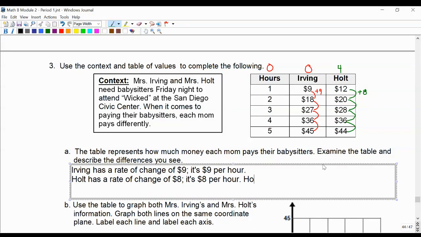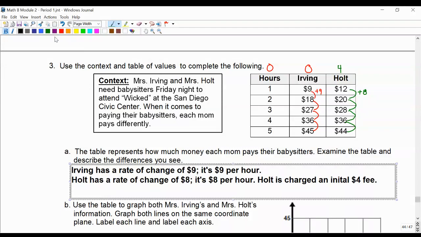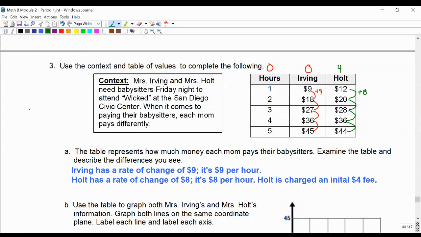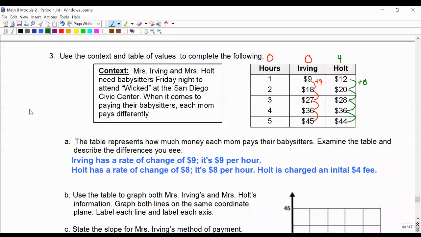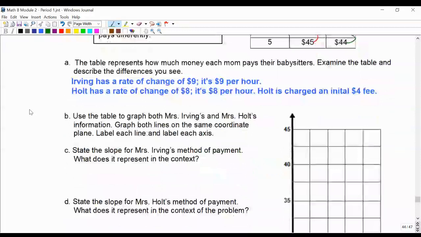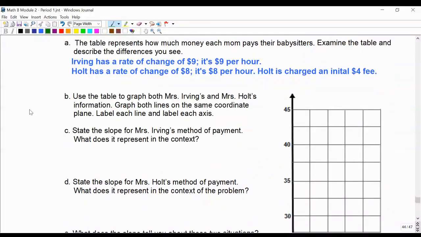Let's also put that Holt is charged an initial $4 fee. That there's a flat fee, a starting amount. All right, so we hit the key things. We could even, I'm not going to put it, but we could put that Irving is proportional. All right. I'm going to let you graph this, just fair warning that the lines do get really, really close. So label them, do the best you can, and pick easy points to graph it.